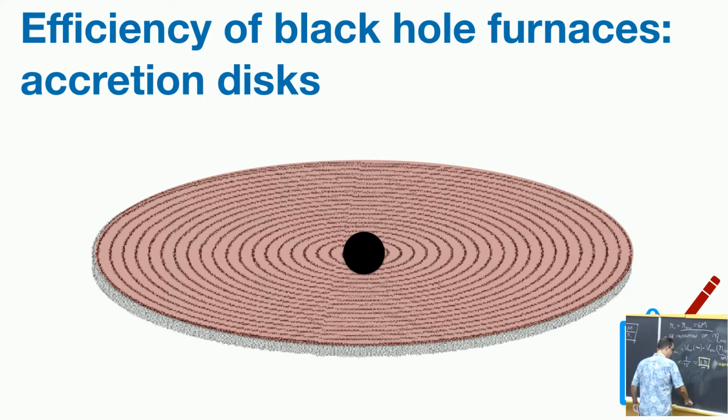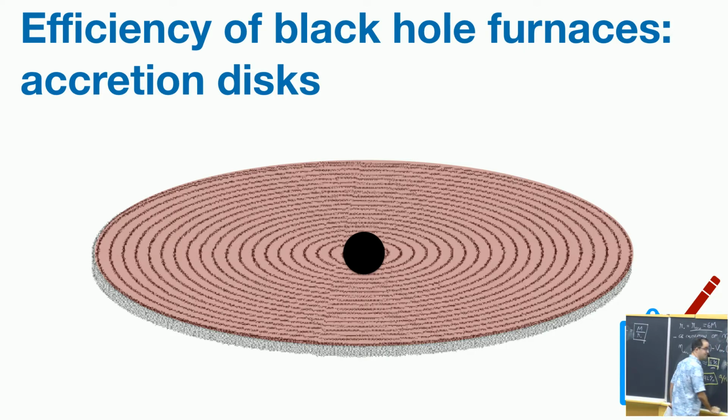Now, if you repeat this calculation, I will not do the steps, but if you do this calculation for a Kerr black hole, the ISCO is smaller, okay, so you have larger energy. For a Kerr black hole, the calculation gives you 42% efficiency, for a not exactly maximally spinning black hole.